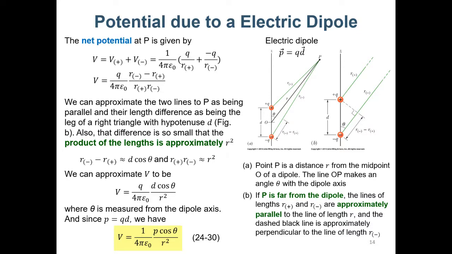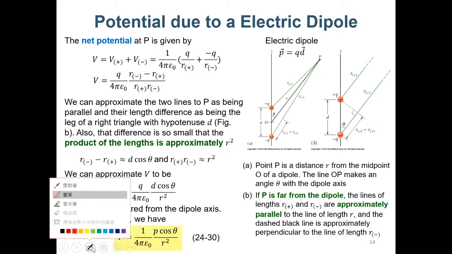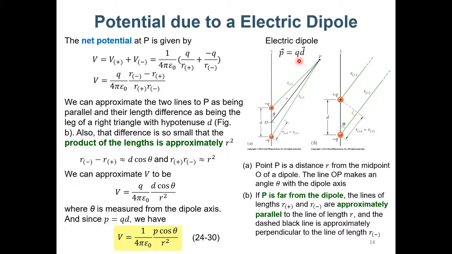Okay, so this is the potential due to an electric dipole. I hope you can still remember what a dipole is. Basically, there are two charges, the same magnitude but opposite sign. One is positive q and another one is negative q. They have a small distance d. So now we want to calculate the net potential at point P here.